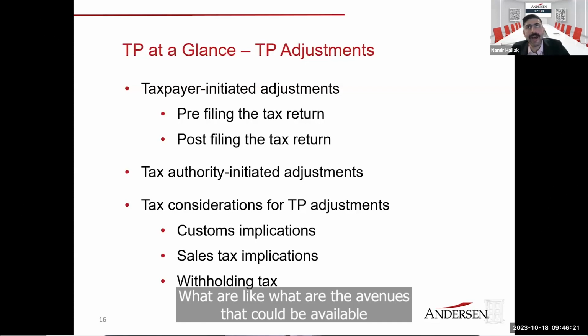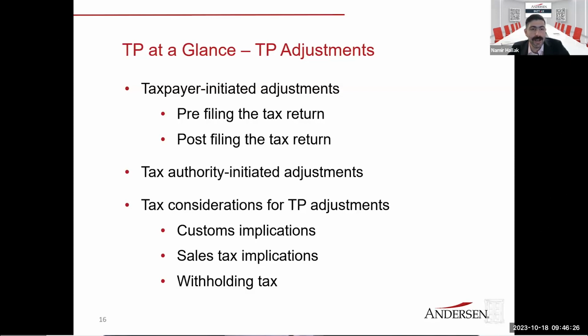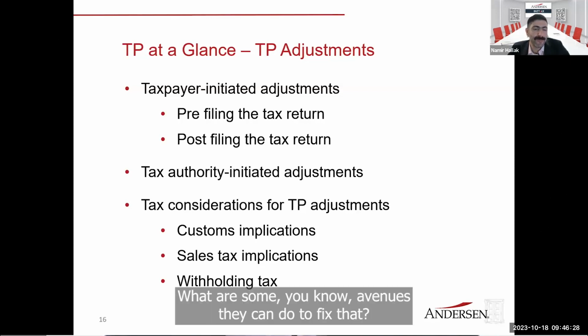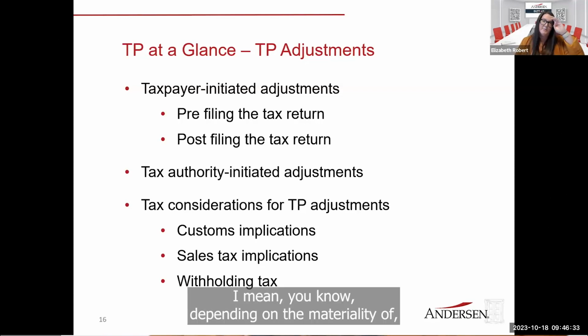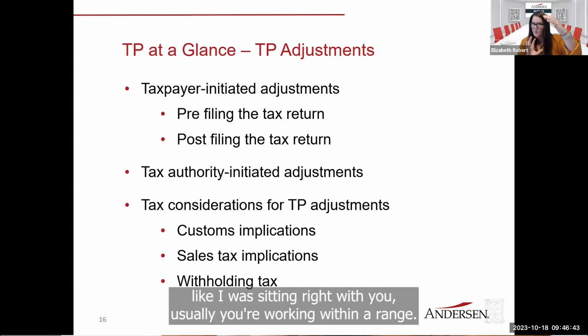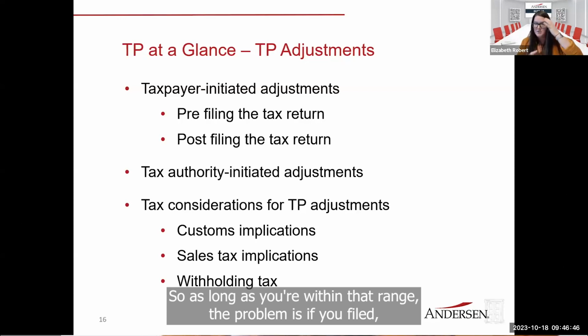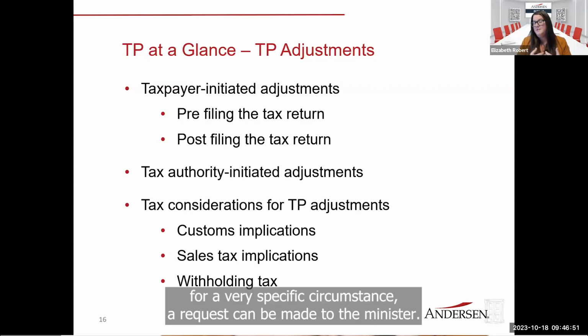what are the avenues available to a taxpayer if they say, whoops, I didn't do this right? What are some avenues they can use to fix that? Yeah, that is a very good question. Depending on the materiality, from a Canadian perspective, like I was saying, you're working within a range. As long as you're within that range, fine. The problem is if it's something material, and for a very specific circumstance, a request can be made to the minister.